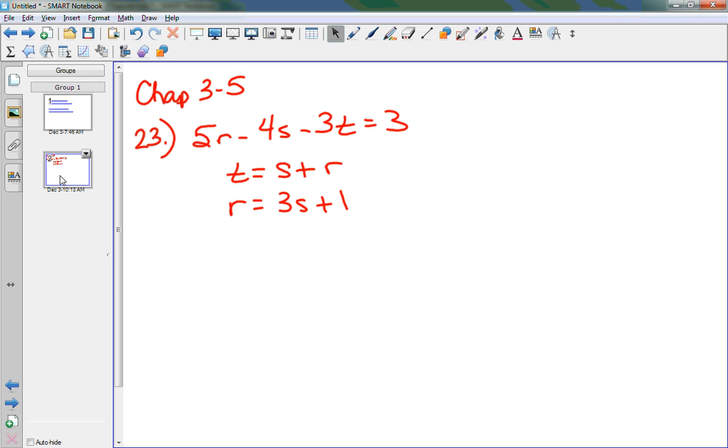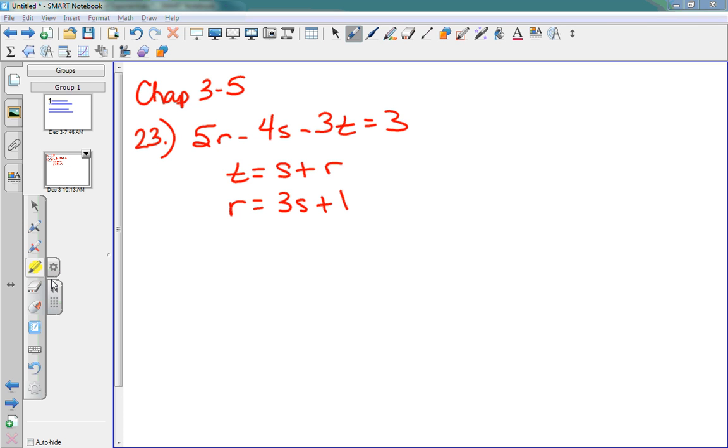Problem 23. 5r minus 4s minus 3t is equal to 3. T is equal to s plus r, and r is equal to 3s plus 1. Now, folks, what I want you to notice is that we have some stuff going on here. Most importantly, what do you notice up there? Two of them are already solved, aren't they? So since they're already solved, what we need to do is use substitution. Substitution will be your best method here because it's going to have less work for you.